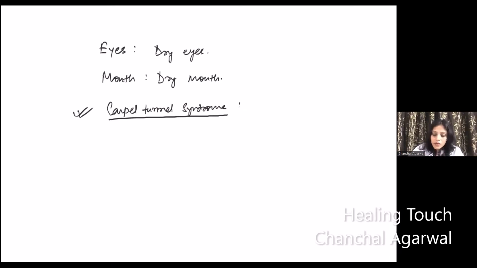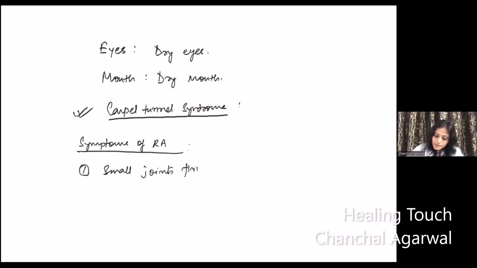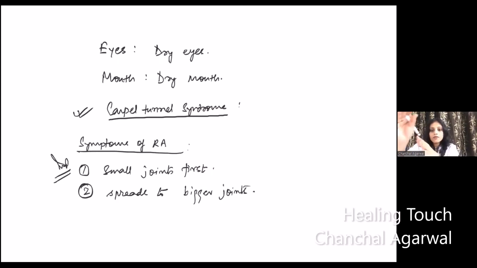What are the symptoms of rheumatoid arthritis? First of all, as we said, it affects the small joints first. This is very important. Number two, then it spreads to bigger joints. For example, from fingers, it will move up to the shoulder area. From the toes, it will move up to the hip area.